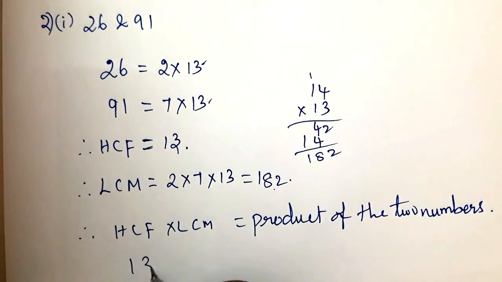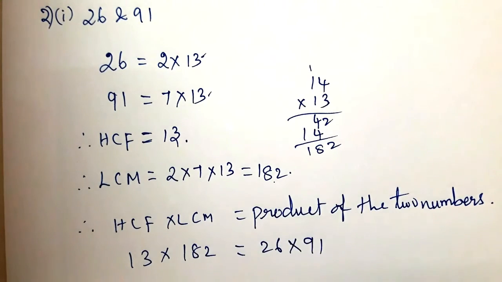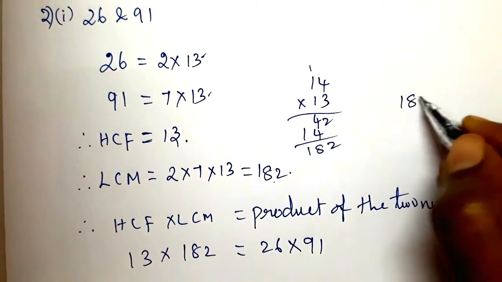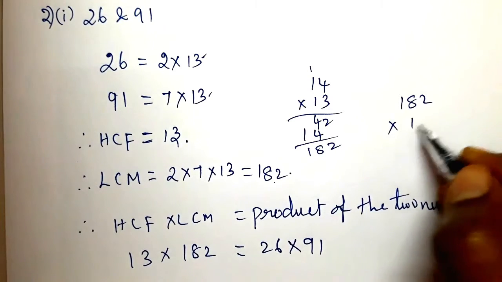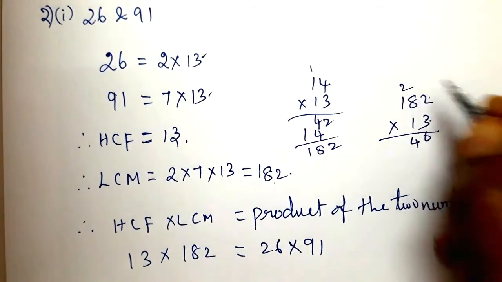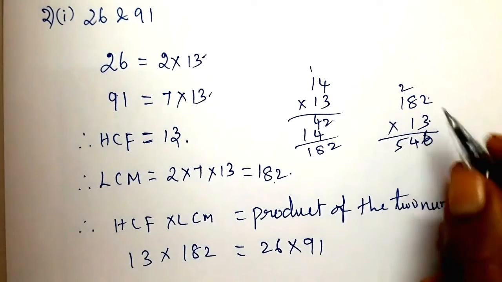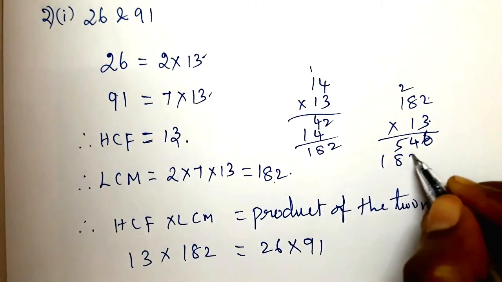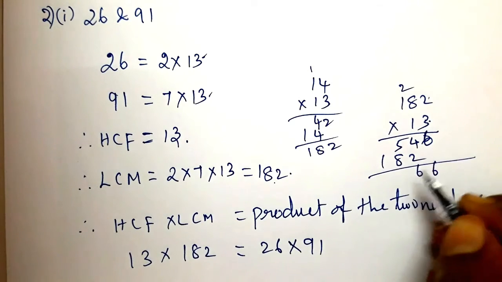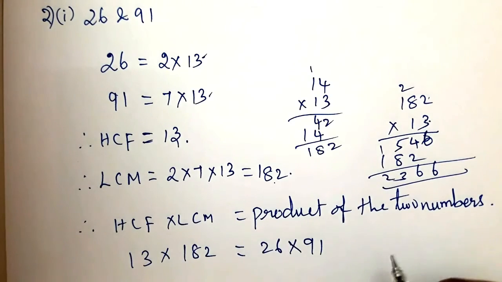Our HCF 13 into LCM 182 equal to product of the two given numbers 26 into 91. Do the multiplication here. 182 into 13. 3 2s are 6, 3 8s are 24, put 4, carry over 2, 3 1s are 3, 3 plus 2, 5. And 1 into 182 is 182. Do the addition here. So we should get 2366.